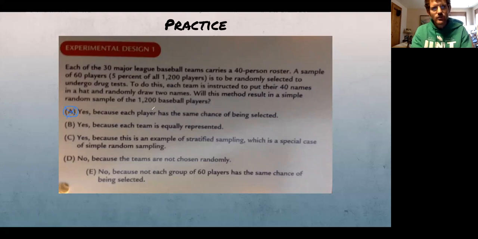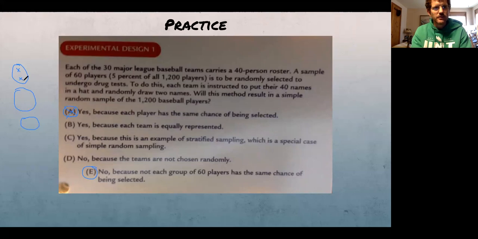It is true that every player has the same chance of being selected, but that's not what defines a simple random sample. What defines a simple random sample is that each sample has the same chance of being selected. So in a pure simple random sample, we've got 30 teams. These circles represent teams. I'll just draw 3 of them. And we're drawing 2 per team. This is stratified.